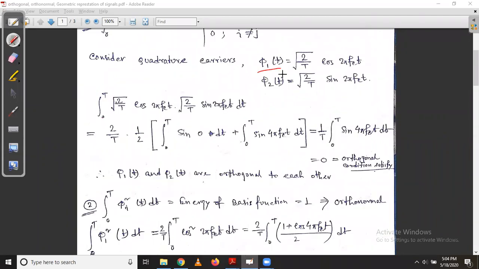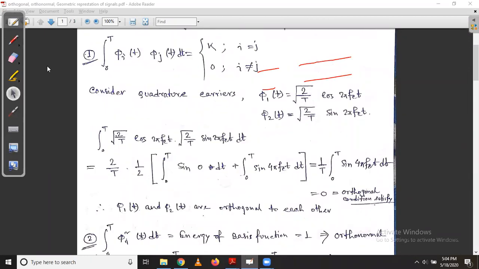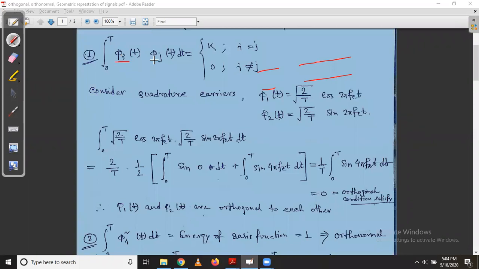Suppose this is your phi 1, this is your phi 2. Phi 1 is something like this, phi 2 is this one. Now you put these two values in this expression, this phi and this phi. So I put in all the values, integrating over 0 to T, writing it in this way.